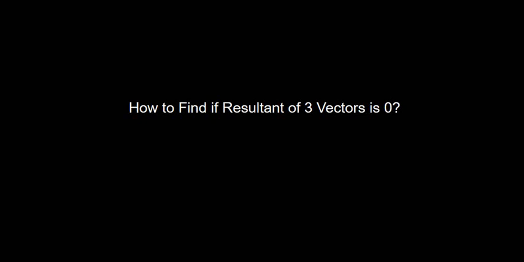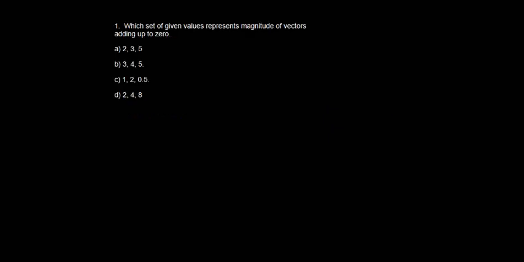Dear students, today we are going to discuss how to find if the resultant of three vectors is equal to 0 or not. Let us try to attempt this question. The question is, which of the given values represent magnitude of vectors adding up to 0? Adding up to 0 means the resultant of the three vectors should be equal to 0, right? So there are two things that you need to check.